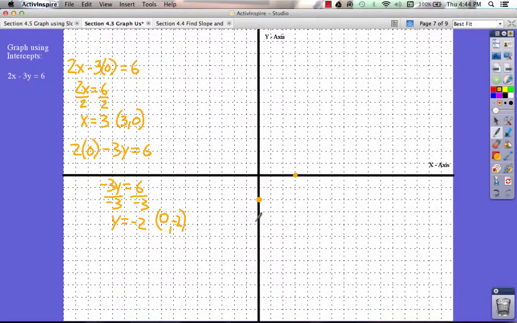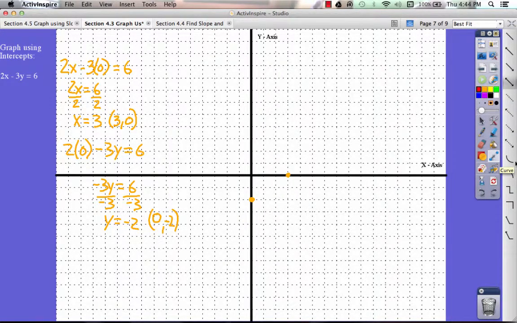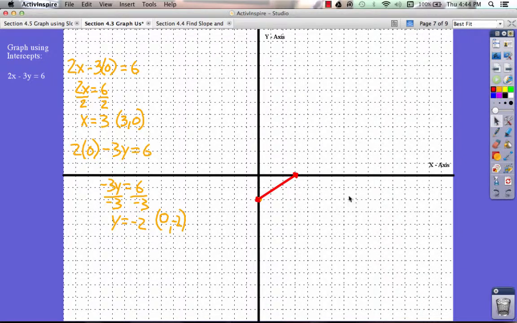Step 5, all you've got to do is connect the dots. We're going to take our little arrow and draw a line right through it. And that's how you graph using intercepts.